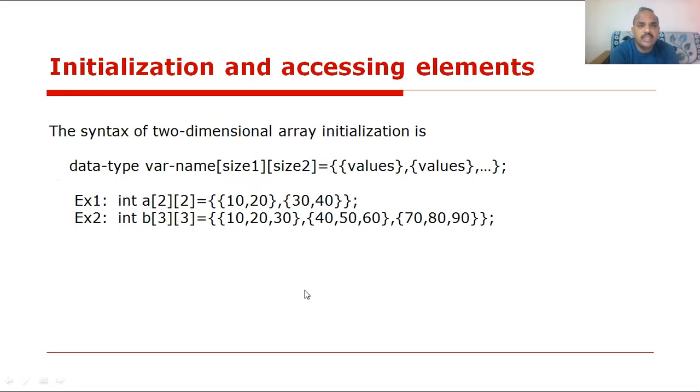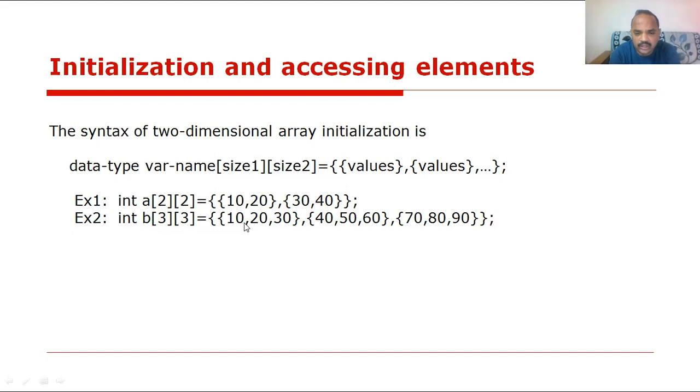Clear? Initialization and accessing elements. This is the general syntax of the two-dimensional array initialization. These are the elements. Here first 2, then four elements are assigned into A. Then the next one is 3 rows and 3 columns.